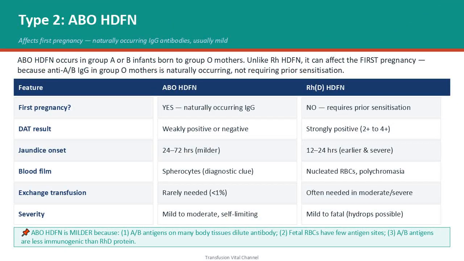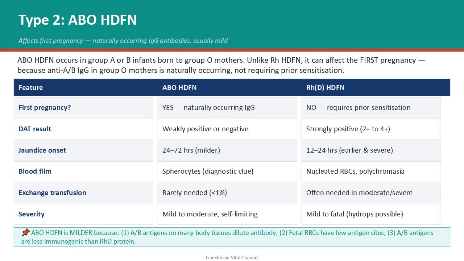Next is the ABO-HDFN. ABO-HDFN is an important entity to understand because it is common and usually benign but occasionally causes significant neonatal jaundice. The mechanism includes that the group O mother has naturally occurring IgG anti-A and anti-B antibodies in addition to the IgM. These are non-immune. They arise without prior exposure. The IgG component crosses the placenta and coats the fetal red cells in a group A or B infant, which can lead to the HDFN of ABO.